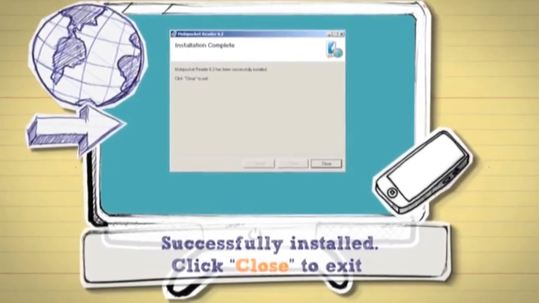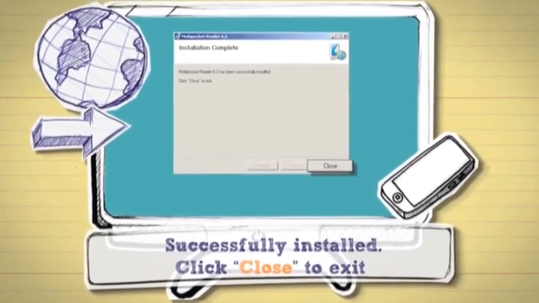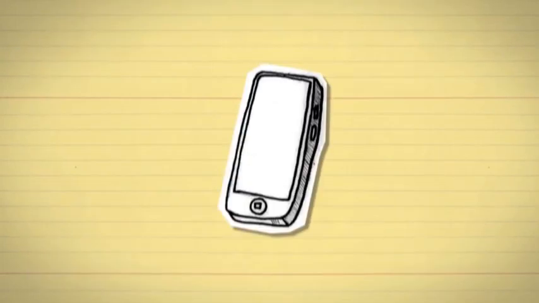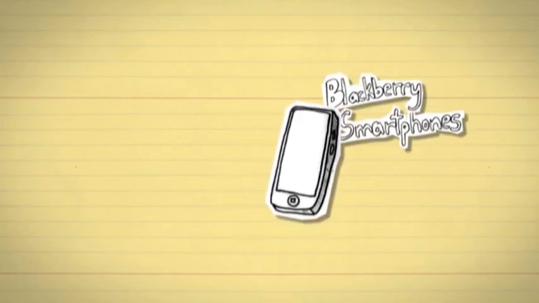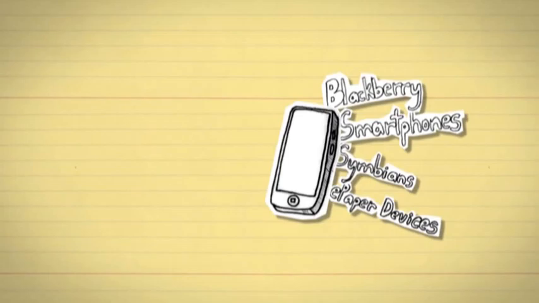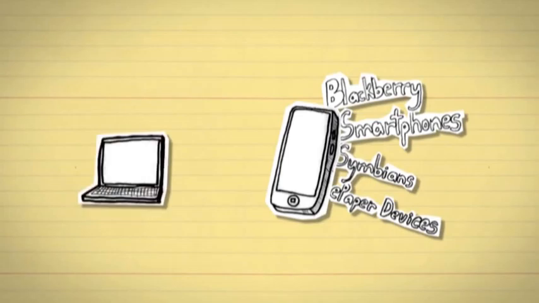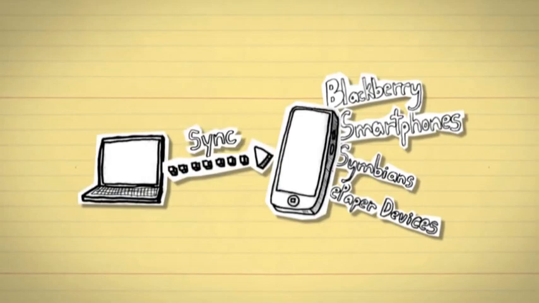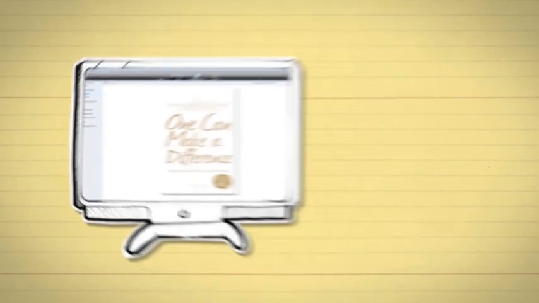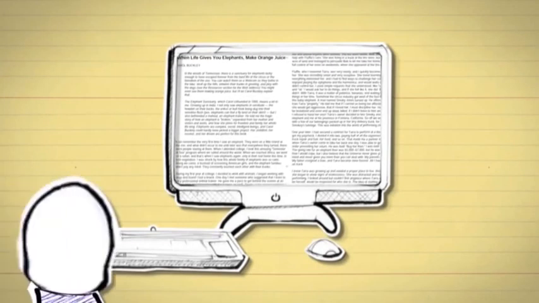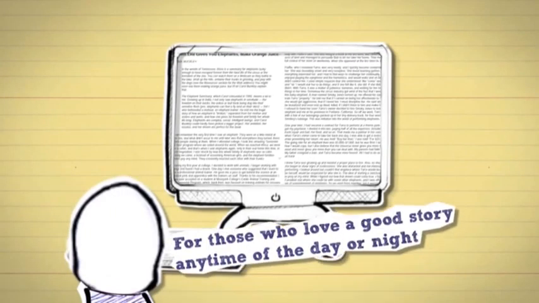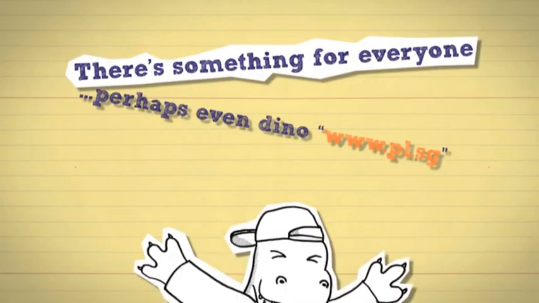Once you have successfully installed the Mobi Pocket Reader onto your PC, you just have to connect your mobile device, be it a BlackBerry, smartphones, Symbians, or e-paper devices, to your PC, and it will automatically detect and sync the two devices. All you have to do is click on any ebook to start transferring it from your PC to your mobile device. For those who love a good story, any time of the day or night, there's something for everyone.